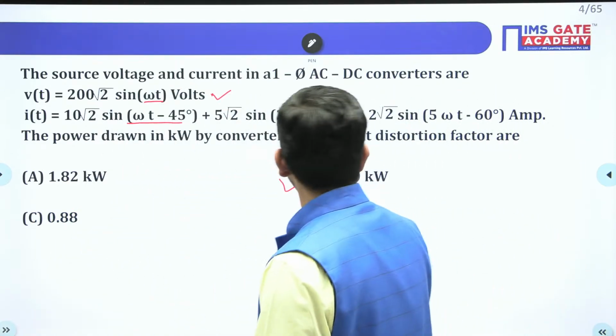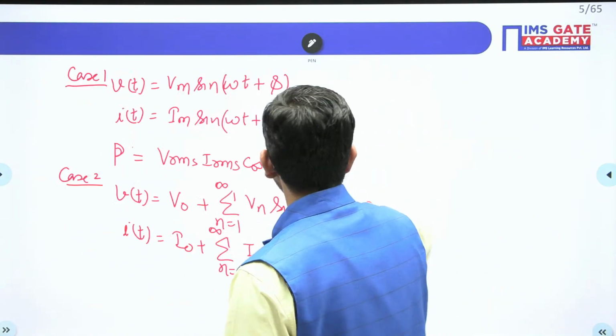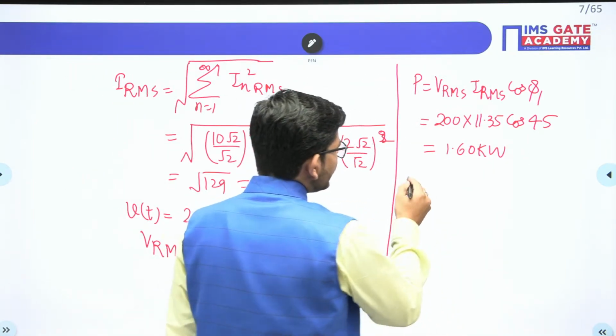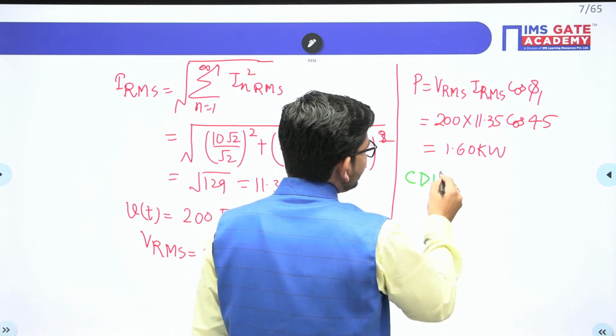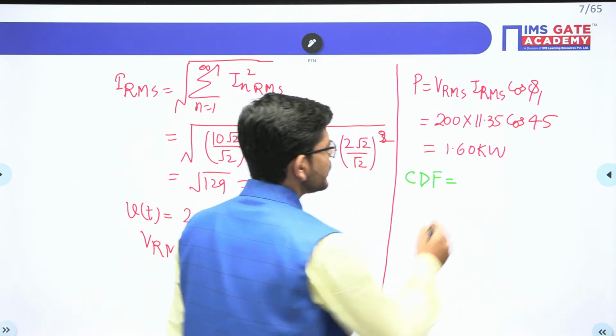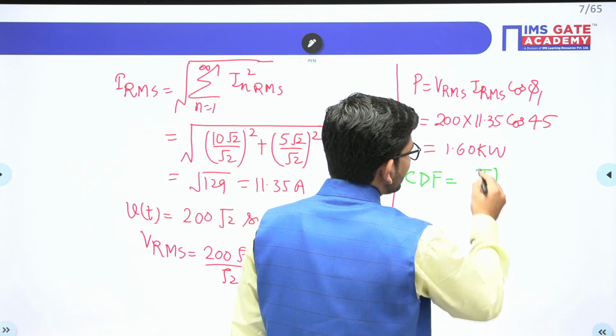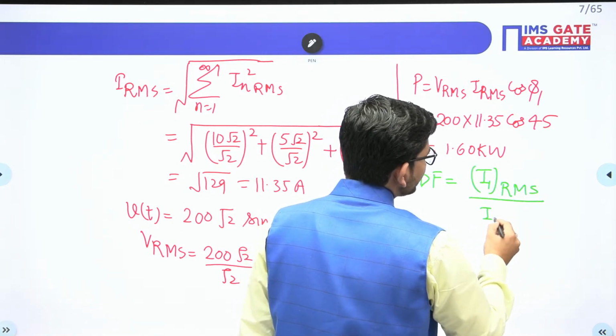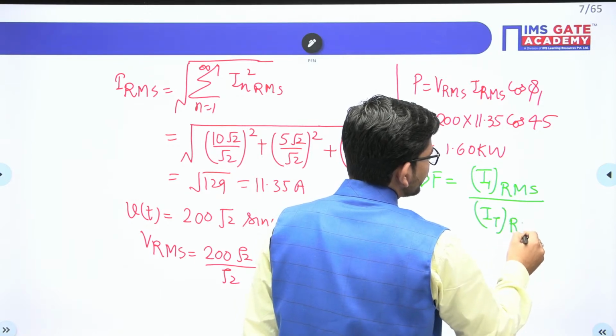Now again we have to calculate the current distortion factor as well. So you know that the current distortion factor, CDF, is given by the fundamental component RMS value divided by the total current RMS value.